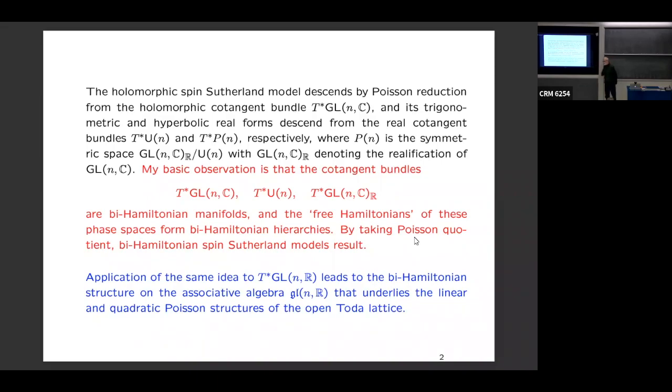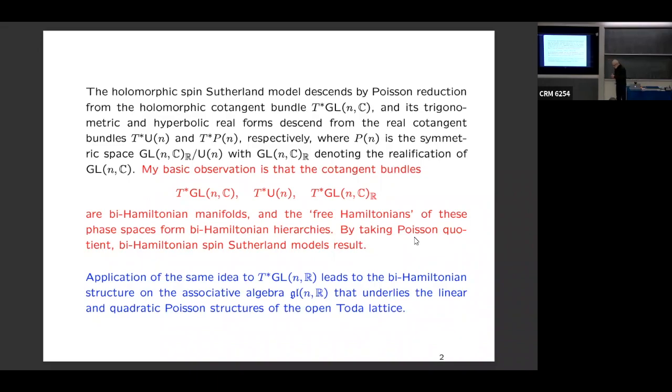And in this way, I obtain some Bi-Hamiltonian structure for the reduced systems, for these Sutherland type systems. And then the same idea can be applied to this cotangent bundle of the GL(n,R) group, and by the same kind of procedure, I can also get a Bi-Hamiltonian structure on this associative algebra GL(n,R), with a real R-matrix, which has to do with the Bi-Hamiltonian structure of the open Toda lattice, which we heard about.